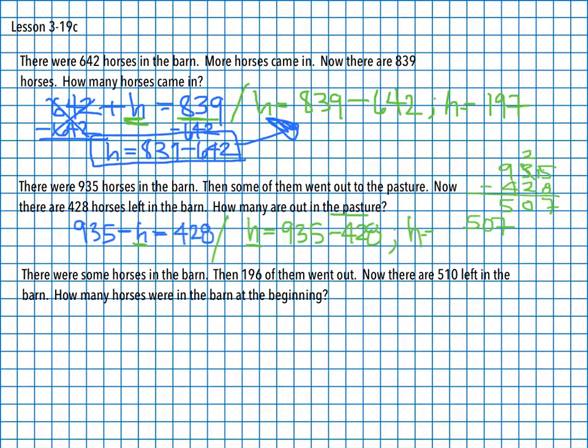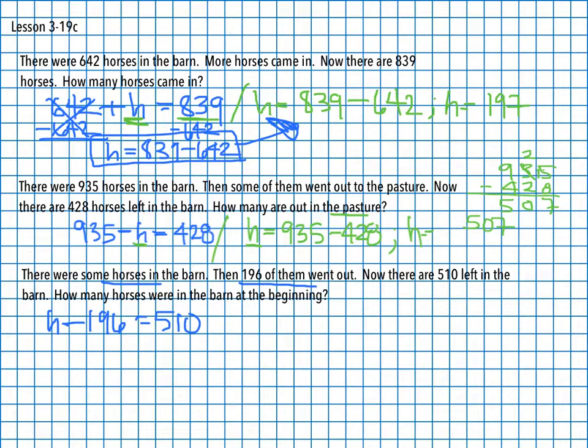There were some horses in the barn, then 196 of them went out. Now there are 510 left in the barn. How many horses were in the barn at the beginning? So again, first we're going to start with the situation equation, which is exactly what the problem says. We're going to start out with some horses in the barn, which we're going to label H, and then 196 of them went out. So we're going to take away 196, and we're going to be left with 510 horses in the barn. So that's our situation equation.